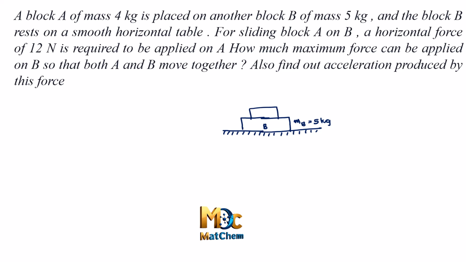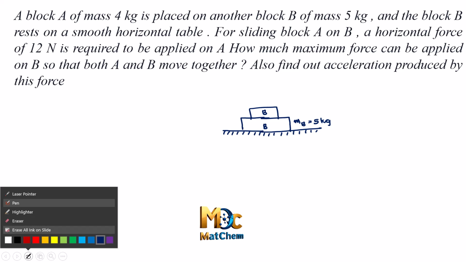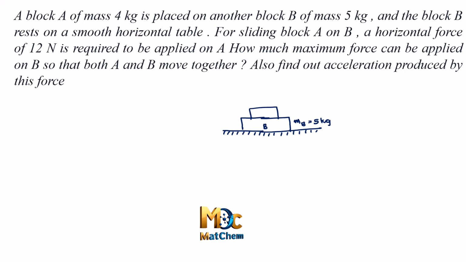So this is block A. So block A is placed above the block B. The mass of A is equal to 4 kilogram. So for sliding block A on B, a horizontal force of 12 Newton is required to be applied on A.